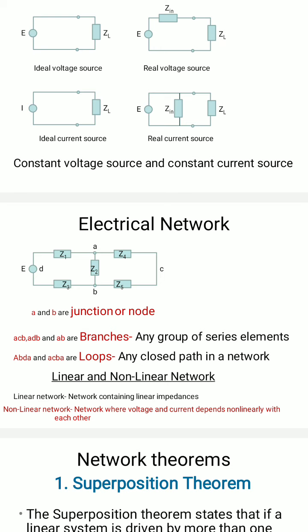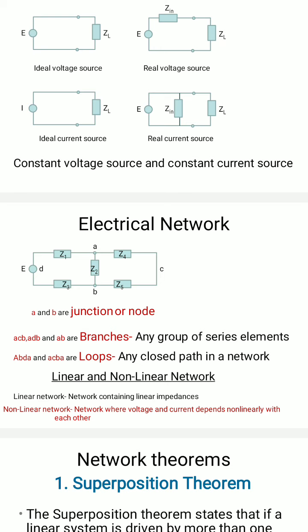ACB, small a, small c, small b, that is a branch, isn't it? It is any group of series elements, that is, elements connected in series in that branch. So a branch is a group of series elements. You can call it elements which are connected in series. That connection is called a branch.